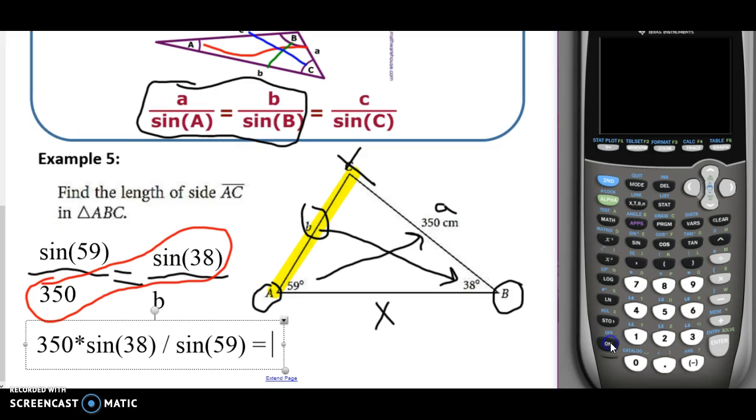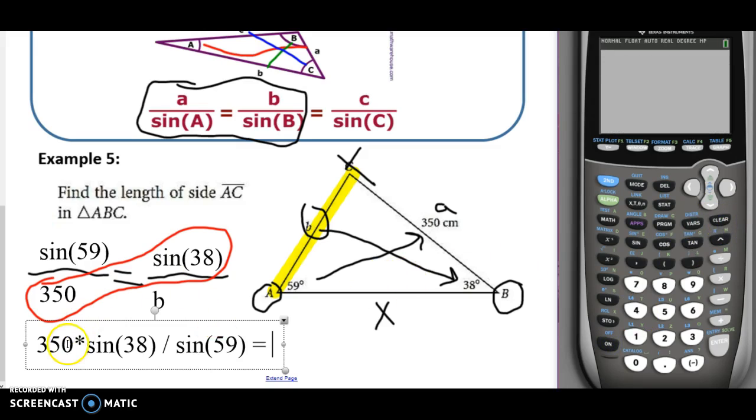So if I go over to my calculator, 350 times sine of 38. I have to make sure I close my parenthesis before I do the divide. Sine 59. And this answer comes out to be about 251. So that means side B is about 251 centimeters long.